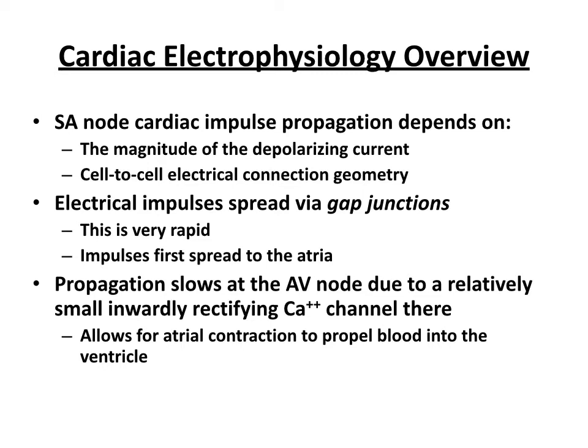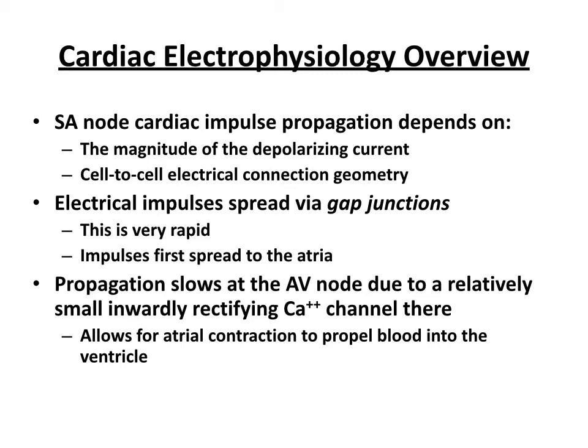And of course, all these electrical signals need to be moving really fast to get the heart to beat in a coordinated fashion. So the electrical impulses here are spread by way of gap junctions. Remember, how does the electrical signal spread through gap junctions? What's happening there? You guys remember that one?